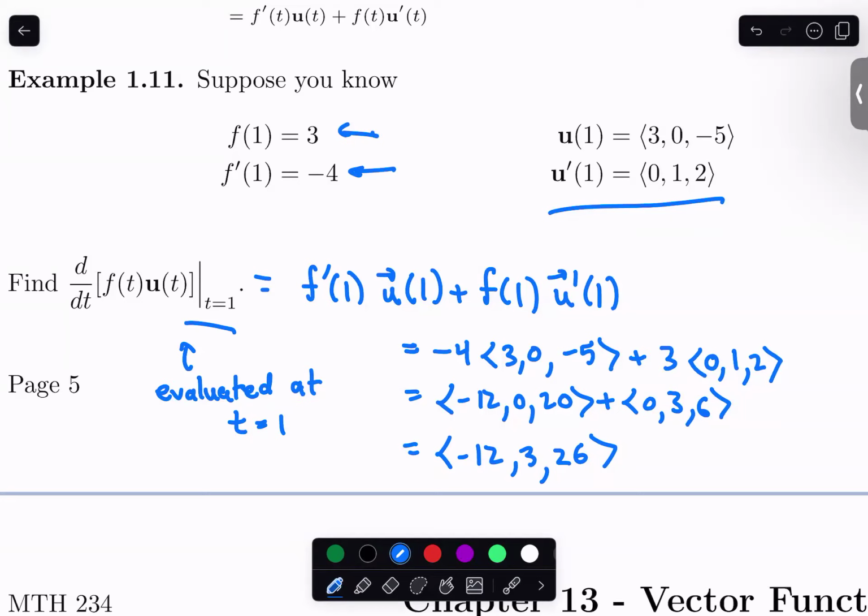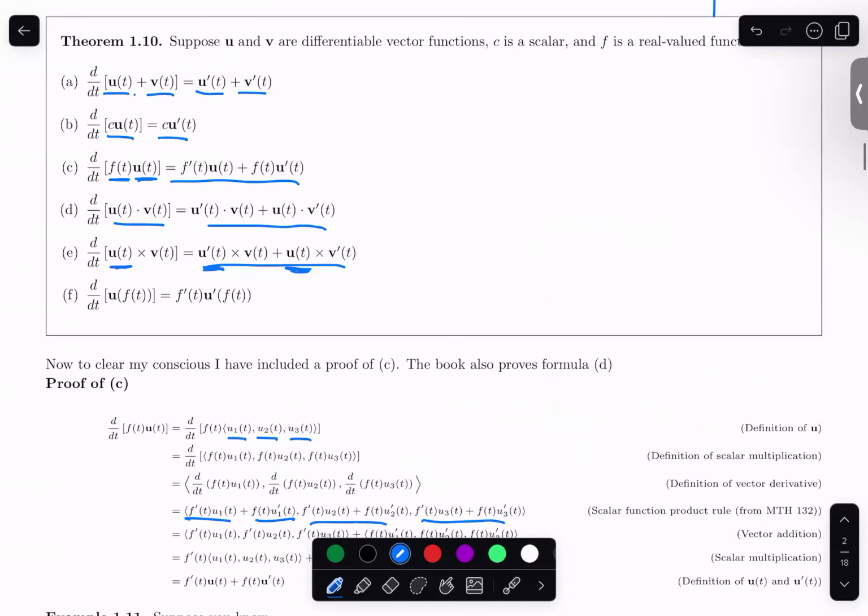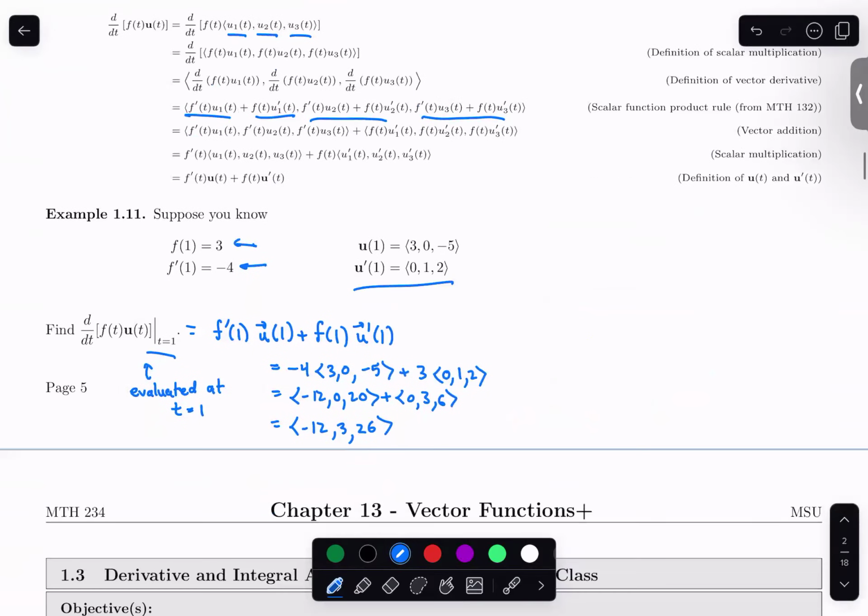All right, so that's showcasing how maybe you could use some of these properties. Any questions about this here?